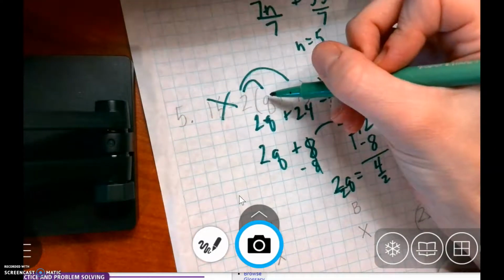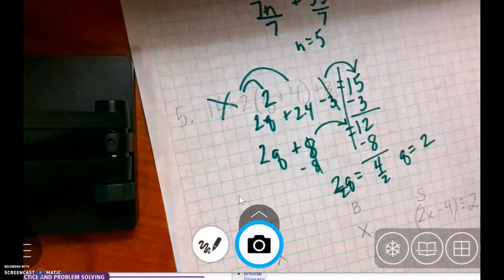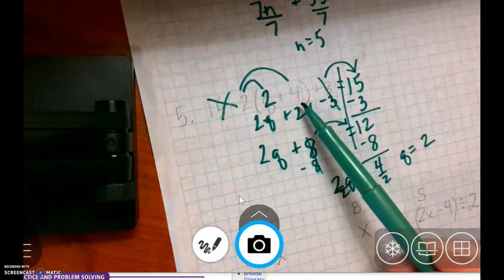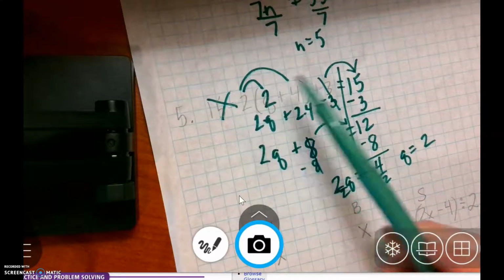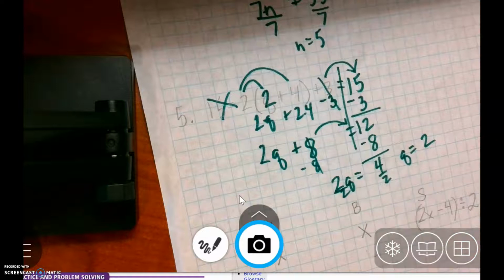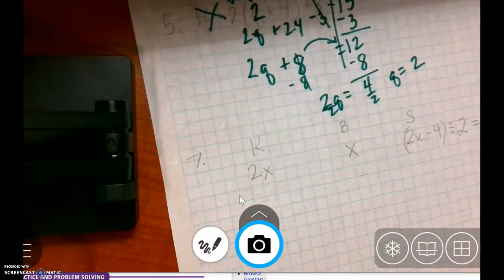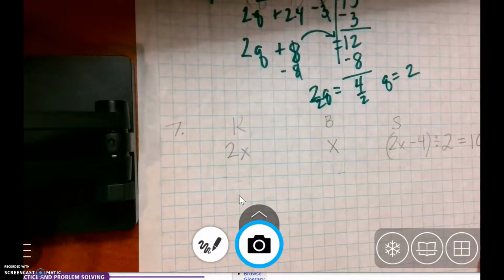Let's try it and make sure it's right. If I put 2 here, 2 plus 4 is 6. 6 times 2 is 12. 12 plus 3 equals 15, so I did it right. My answer is 2.